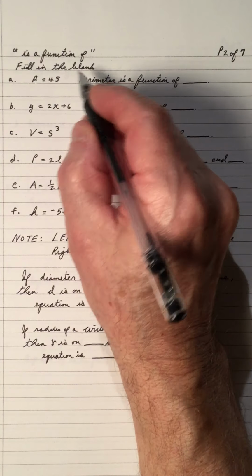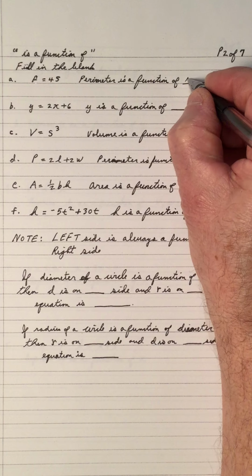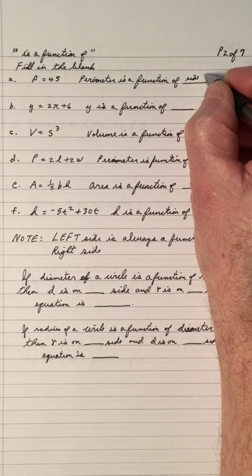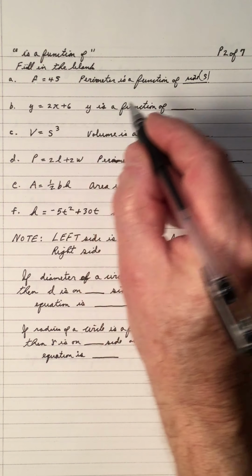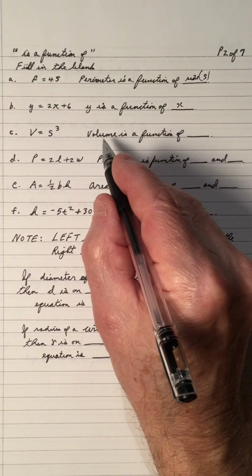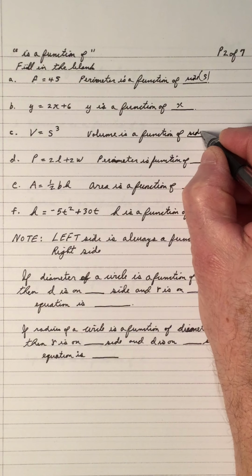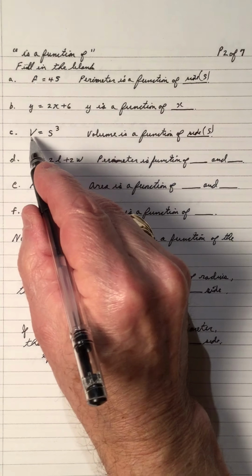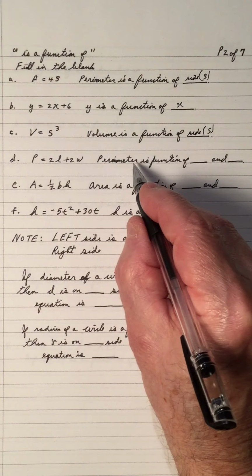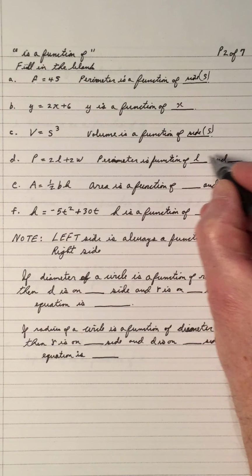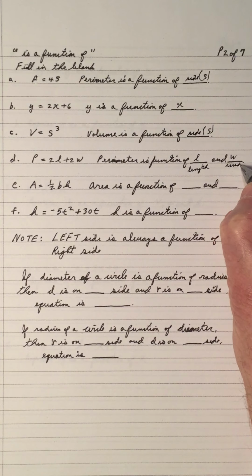Fill in the blank. P equals 4s. Perimeter is a function of the side, which is s. Y equals 2x plus 6. Y is a function of x. V equals s squared. The volume is a function of the side, which is s. So V is a function of s. P equals 2L plus 2W. The perimeter is a function of L and W, which is the length and the width.